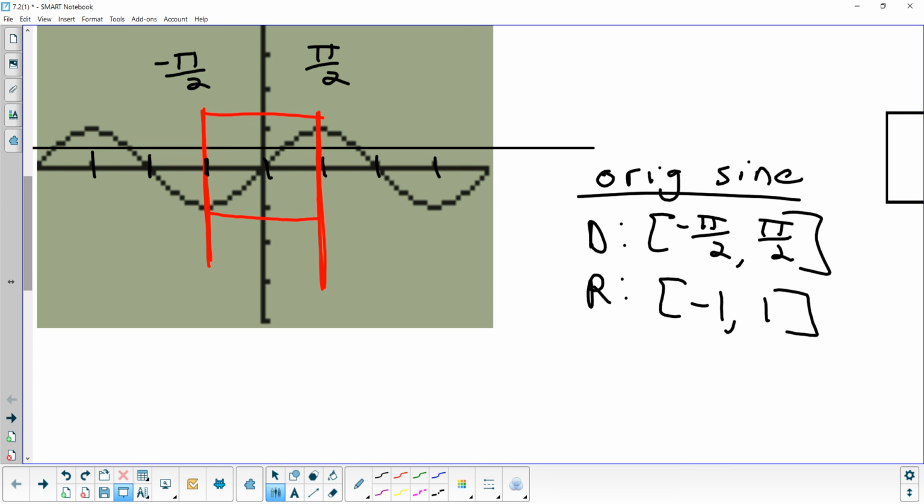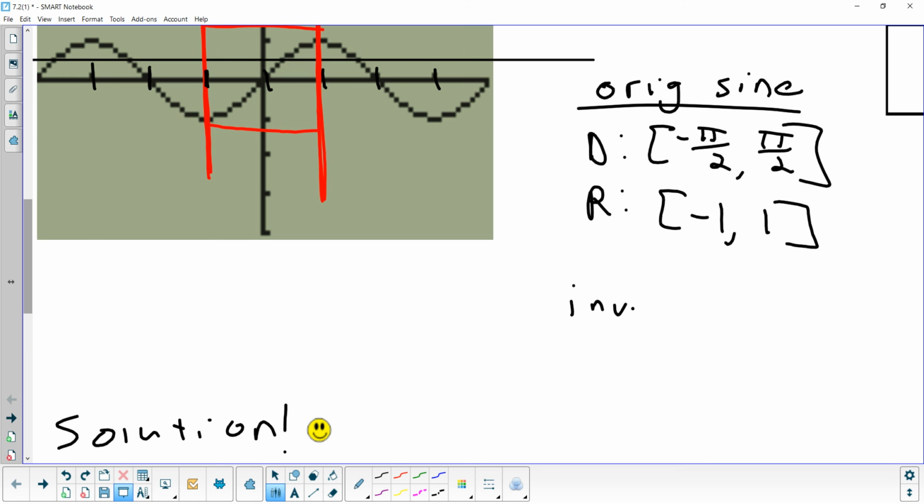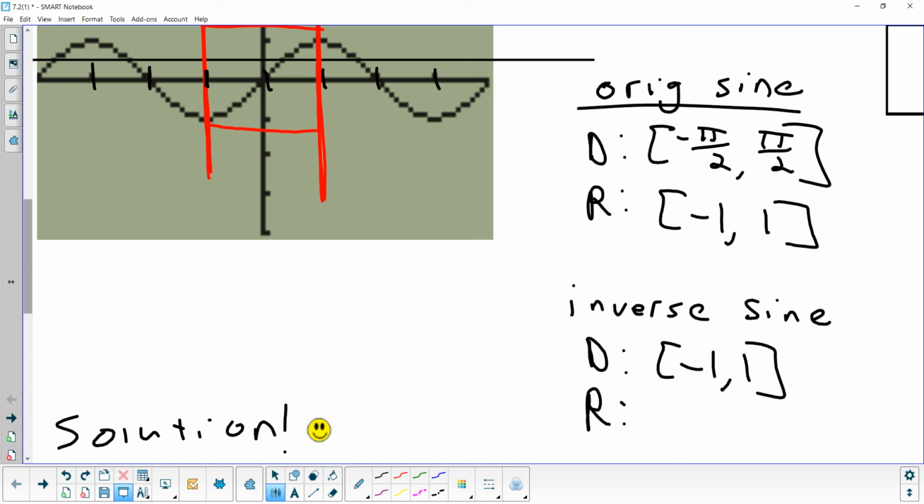Yes, yeah? They're going to switch. So for inverse sine, the inverse is where the x's become the y's and the y's become the x's. Another way of saying that, the domain becomes the range and the range becomes the domain. So the domain will become negative 1 to 1, and the range will become negative pi over 2 to pi over 2.